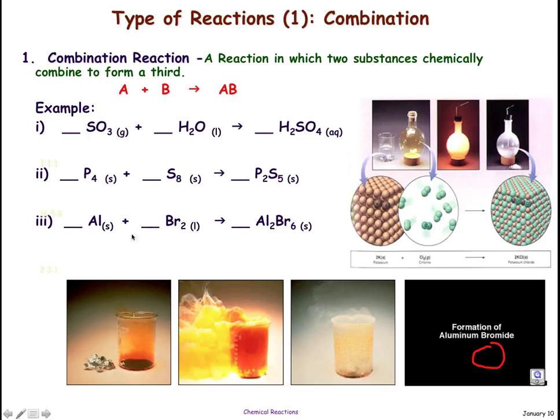Let me just do one real quick. You have 1 aluminum, 2 aluminum here, so you put a 2 right there. You've got 2 bromines here, you got 6 here, you put a 3 right there. That's a balanced equation. The sum of the coefficients would be 3 plus 2 plus 1. That would be a total of 6. Okay, that's just an example. That's a combination reaction. These two produce 1.